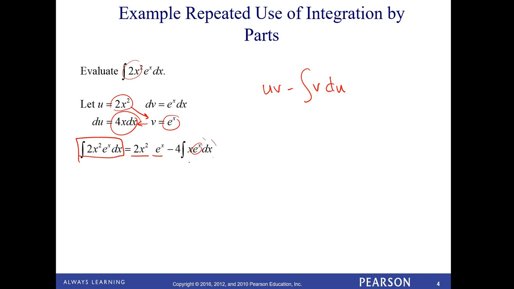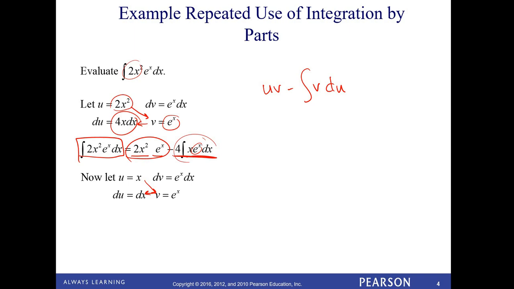The problem is that I still have some work to do here. I'm going to have to do another substitution or another integration by parts. So I'm going to let u equal x this time. I'm working just with this piece. dv is e to the x dx. Doing my substitution, I'm going to repeat my pattern, uv minus the integral of v du. Don't forget this part here.